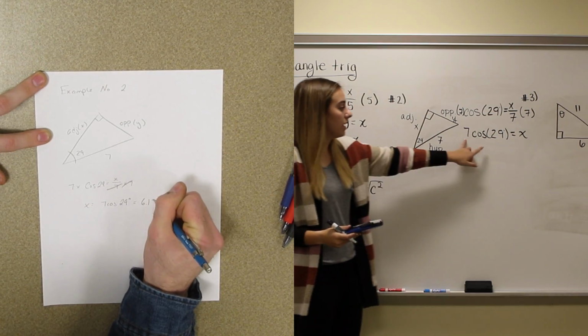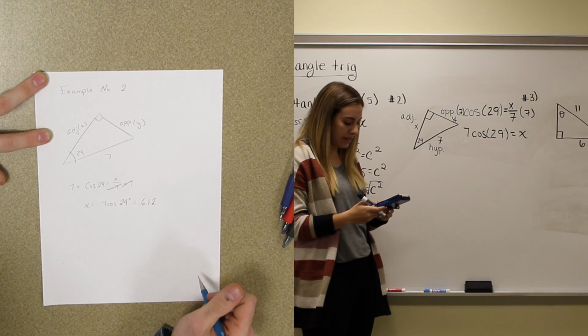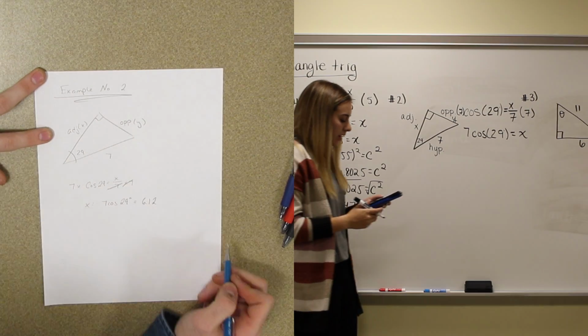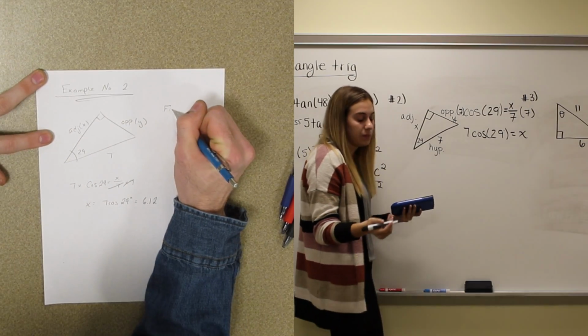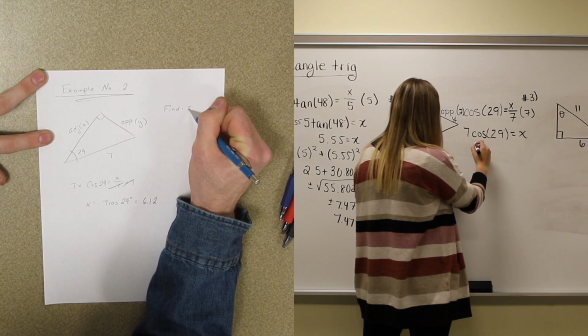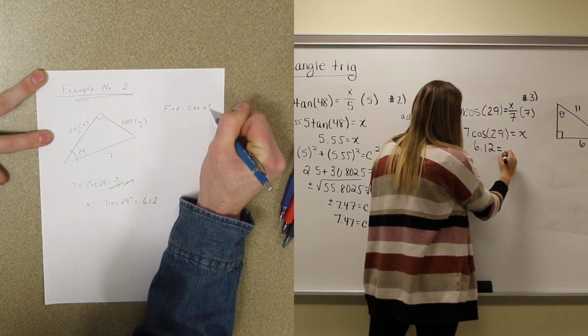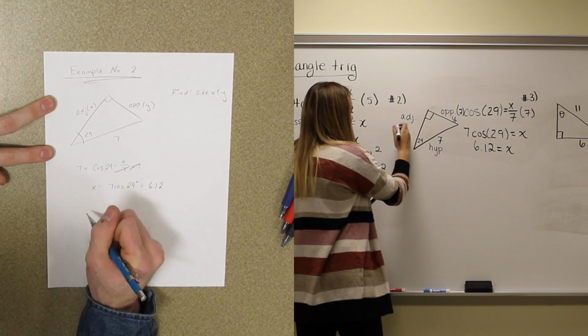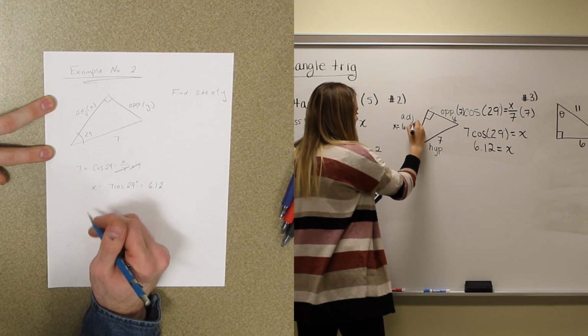And again, I'm going to plug this into my calculator. 7 times the cosine of 29. Again, I'm going to round to 2 decimal places, but depending on the directions, do what it says. So we have 6.12 is equal to x. So again, this is what I just solved for x. So I'm going to say x is equal to 6.12.